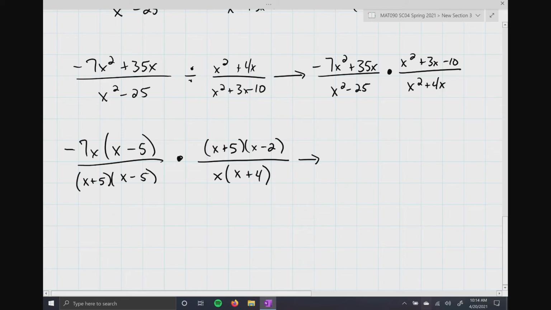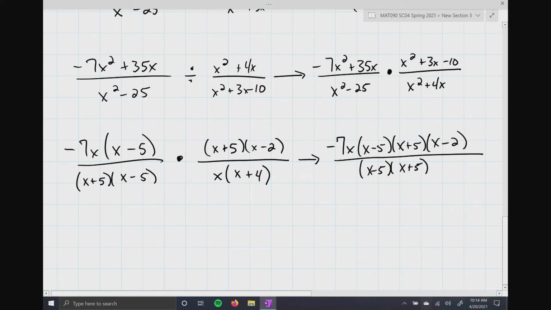Now, I'm just going to write everything nice and neat. Negative 7x times x minus 5, x plus 5, and x minus 2. My denominator, I'm just going to swap those two, as x minus 5, x plus 5. Put an x out front. And the x plus 4 at the end. So all I did was line everything up so it looks nice and clean.